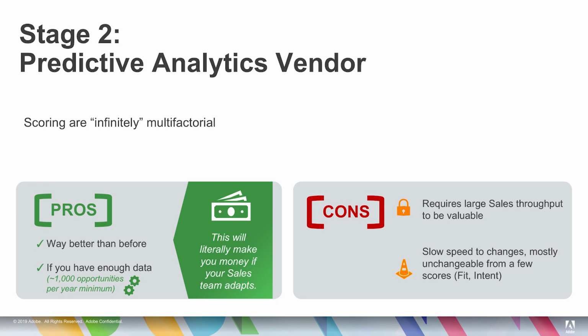Some of the cons about this generally is that because you're working with a predictive vendor, you're sharing resources with every other customer that they have. And what that means is that you generally get a slow speed to changes, and it's pretty baked in that you work primarily off of a fit and an intent score. And then if you try to create your own scores, you might have a little bit more complexity with that. I'm sure that there are tools that do it, but that's another conversation. So stage 2, predictive analytics vendors, entirely helpful, but the next stage above that, stage 3, let's progress to the next slide here.